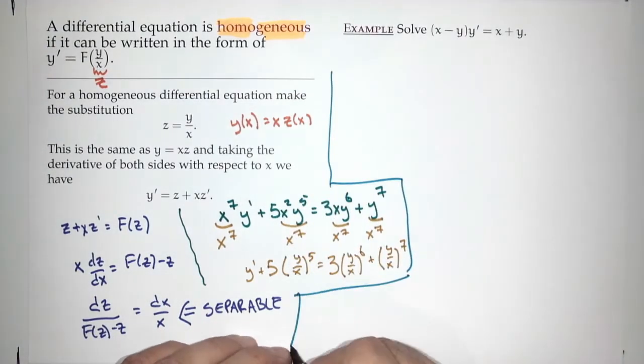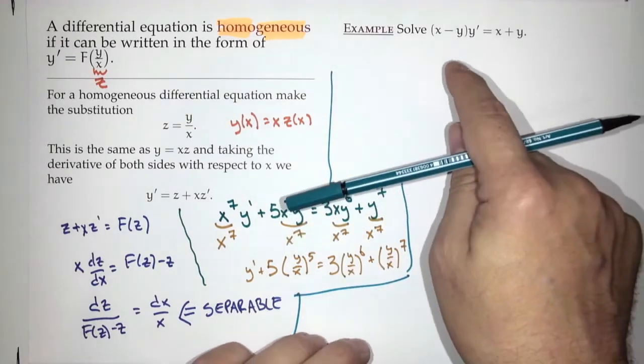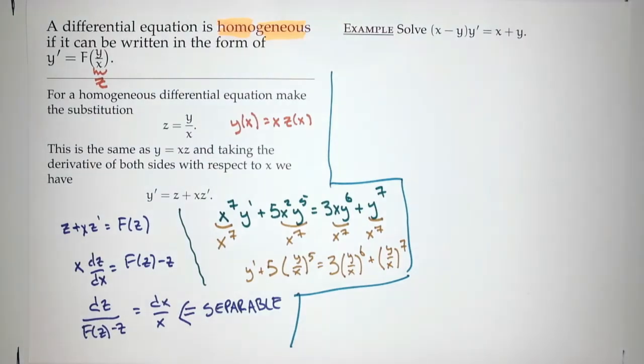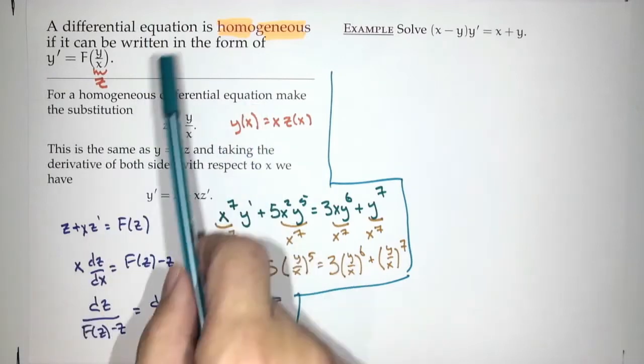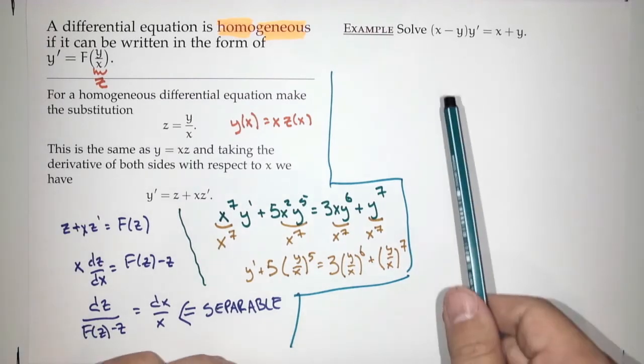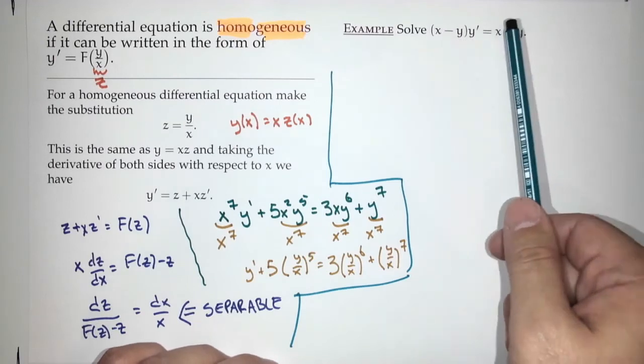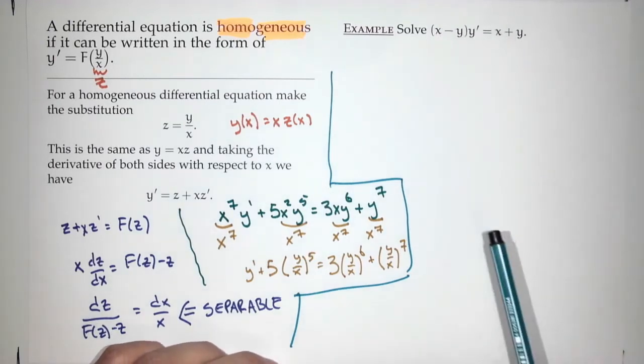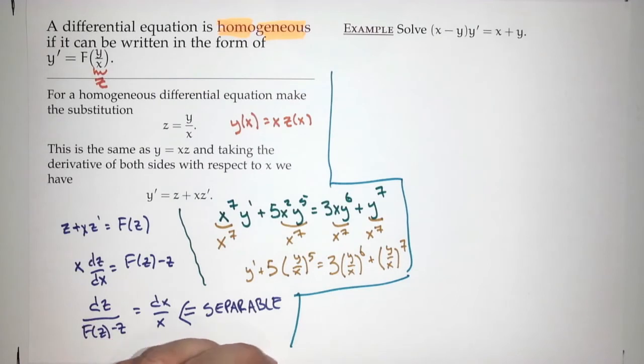All right, so let's see if we can make a little bit of progress on this problem. Solve x minus y times y prime equals x plus y. Well, is it homogeneous? Hopefully it is, because that's on this other side. All right, someone's saying yes. If you think about our pieces here, you have x, you have y, you have x, you have y. What are the degrees? They're all one. They're all the same. So since they all have the same degree, yeah, sure, it's homogeneous.